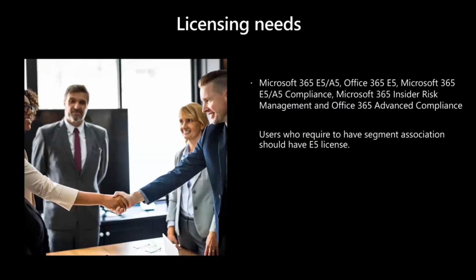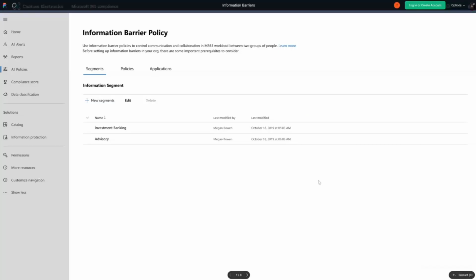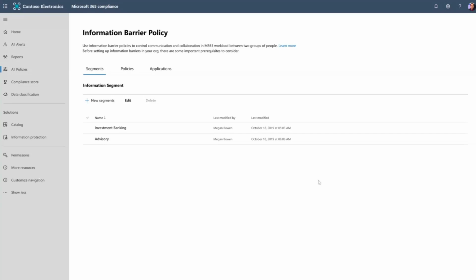With that, let me quickly give you a demo of how this all works. So here is the M365 Security and Compliance Center. Like we mentioned earlier, information barriers is a unified policy across M365. So the compliance admin will have to go to the M365 Security and Compliance Center to define segments and the associated policy.